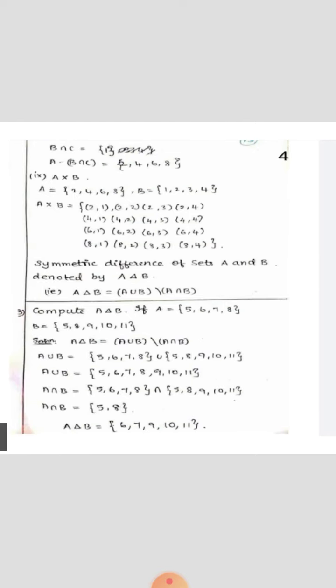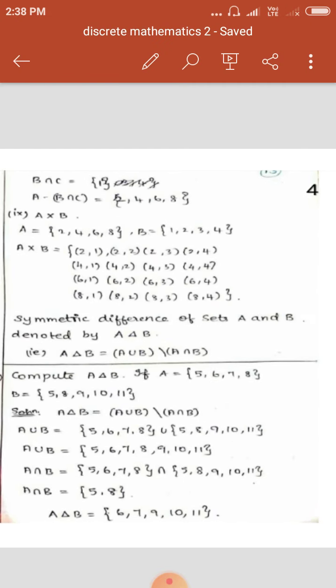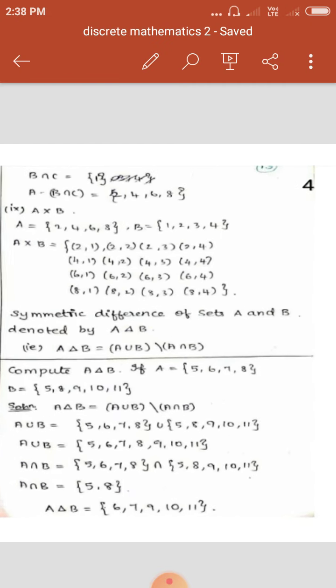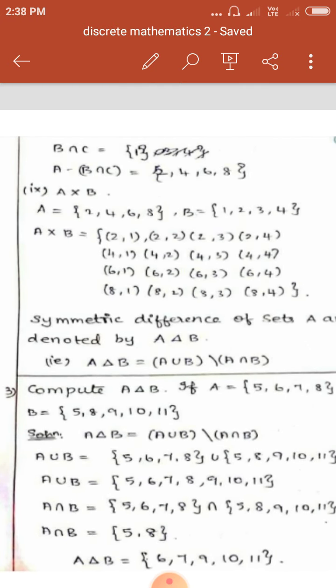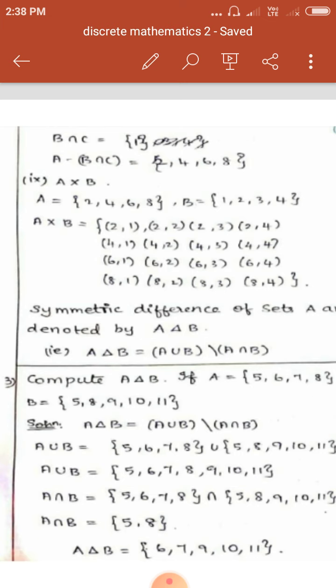Right. Next one, you have to find A difference B intersection C. So B intersection C is nothing but {1}. So A difference B intersection C is equal to {2, 4, 6, 8}.